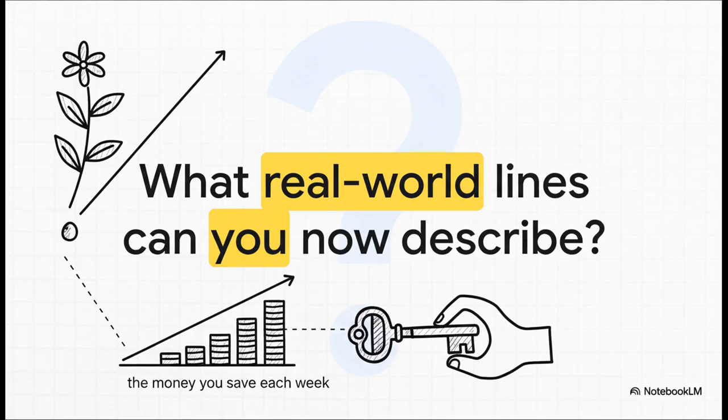So my final question for you is this. Just look around you. What lines do you see in your own world? The growth of a plant over time? The money you're saving each week? Now that you've cracked the code, what real-world stories can you tell?